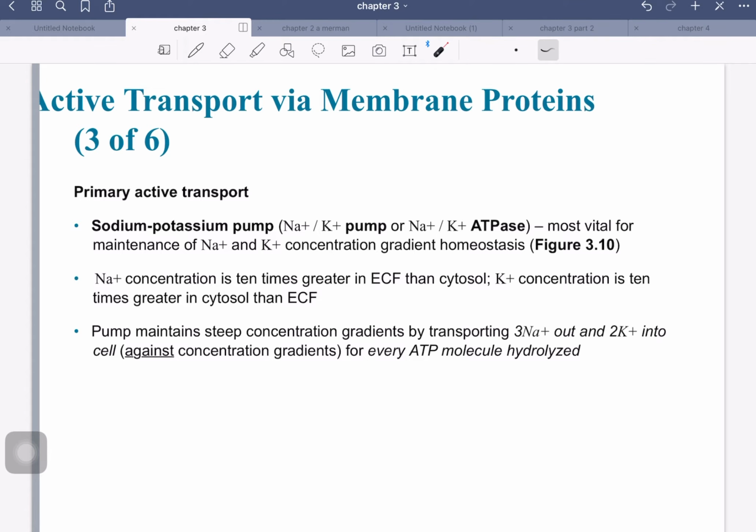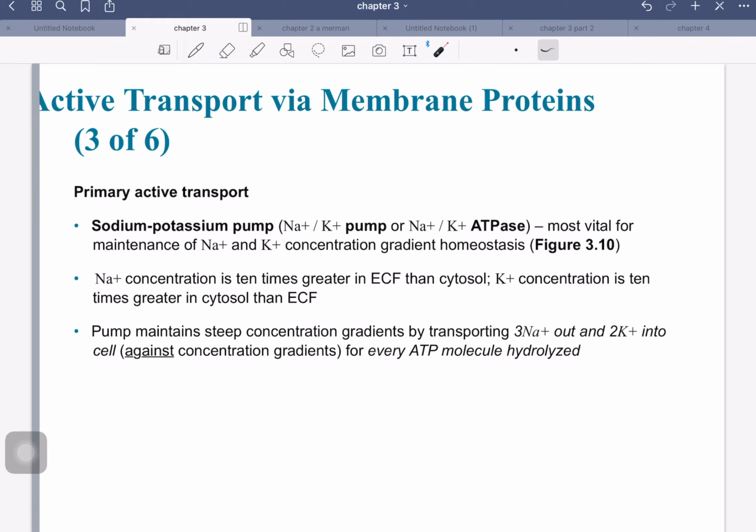Now, just a little FYI, we'll talk more about the sodium-potassium pump down the road, but the pump helps to maintain steep concentration gradients by transporting, let's have a look, 3 sodium ions out and 2 potassium into the cell. And in both cases, this is against their concentration gradients. And it uses an ATP molecule every time I run this pump.